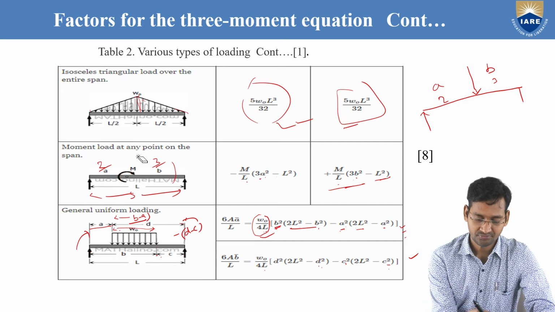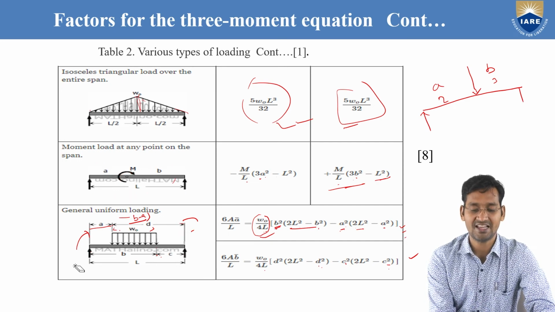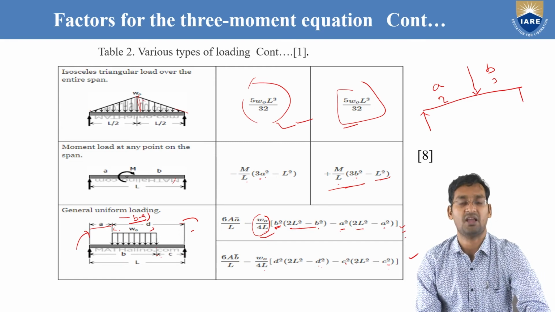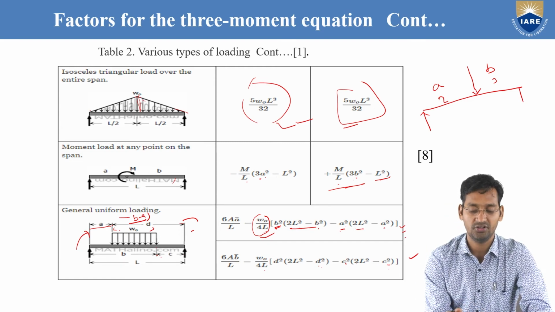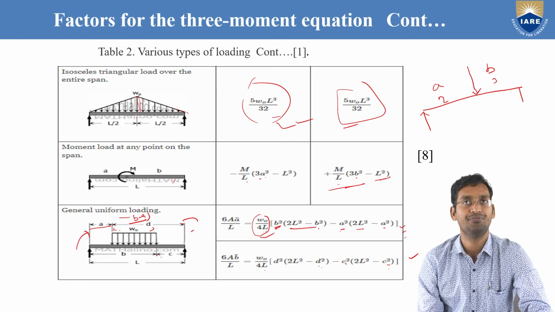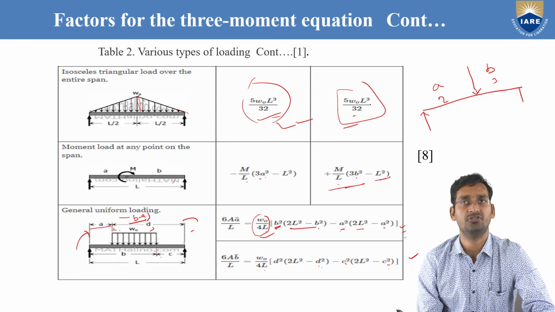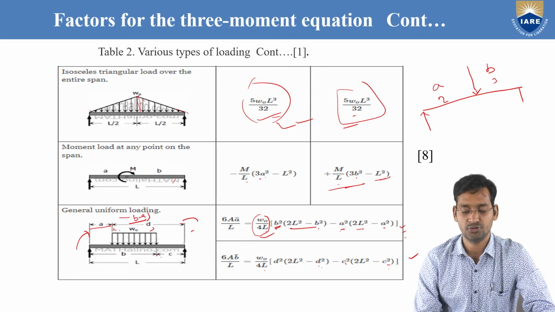Next, the load is increasing from both the sides and at the center it's a maximum. In that case, it's again just like the load acting at the midspan case. So in both the cases the value will be the same, which is 5 W0 L cube by 32 in both the cases for 6AA by L and 6BB by L.